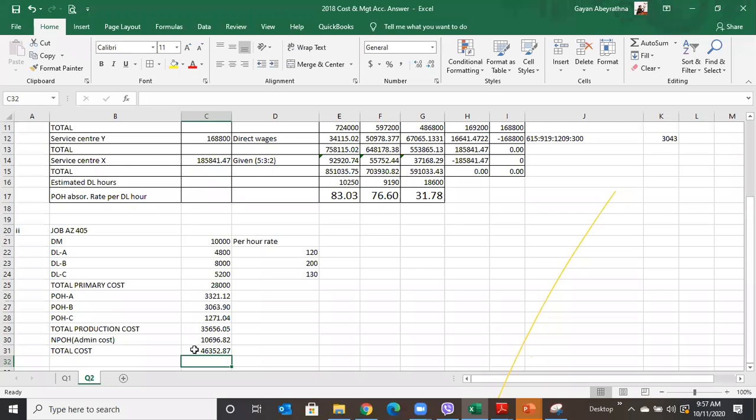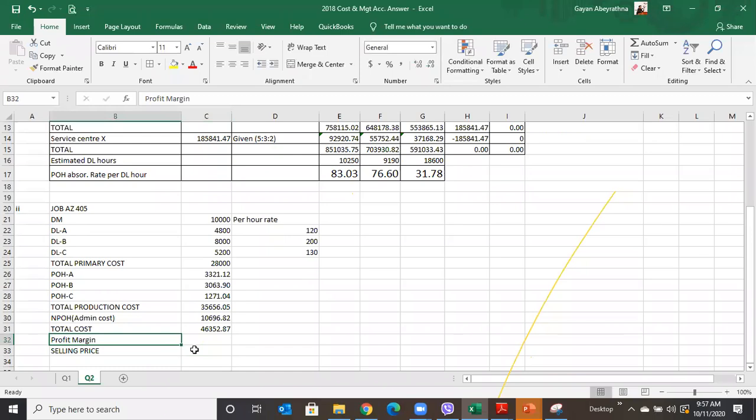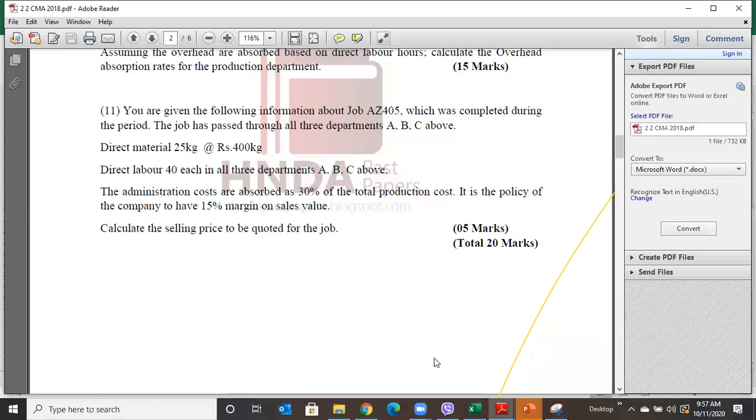Then selling price: profit margin should be added to the total cost. Then we can get the selling price. What is our final answer? Okay, selling price. Here it is saying administration costs are absorbed as 30% of the total production cost. Already we have done that part. It is the policy of the company to have 50% margin on sales value. On sales value, not on the cost.